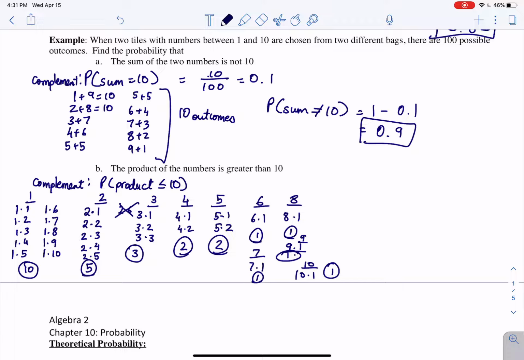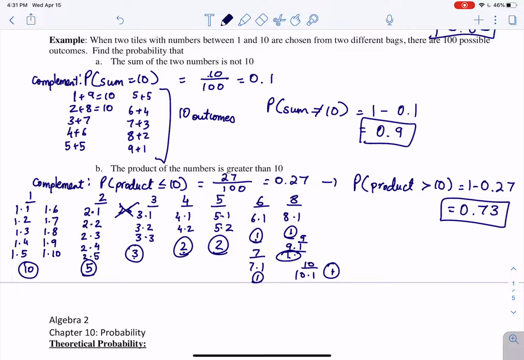So in total, I have 10 plus 5, 15, 18, 20, 22, 23, 24, 25, 26, 27 outcomes that I want, divided by the 100 total outcomes. And so the probability I actually want, where the product is greater than 10, would be 1 minus this 0.27, which would be 0.73.